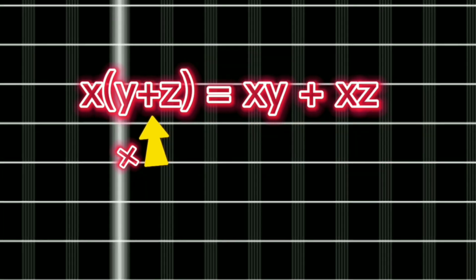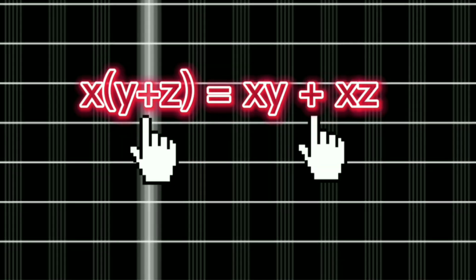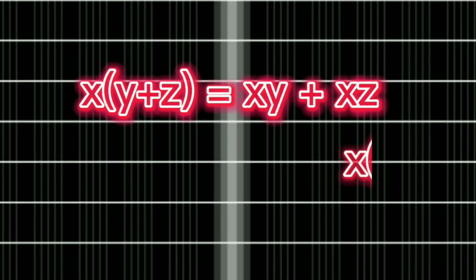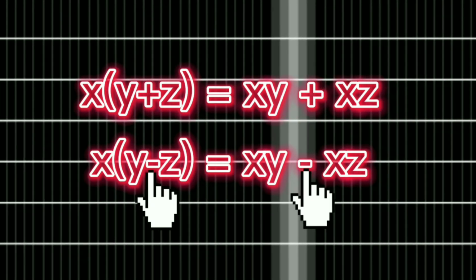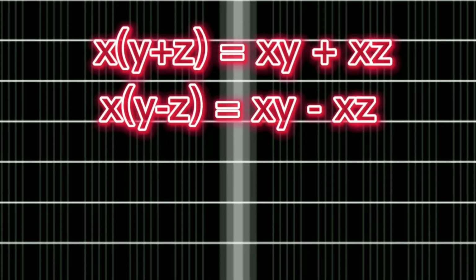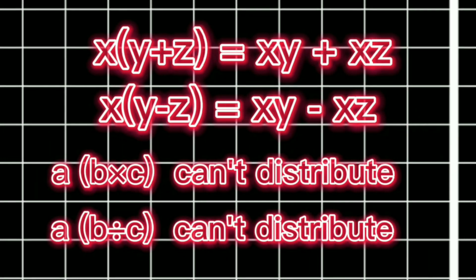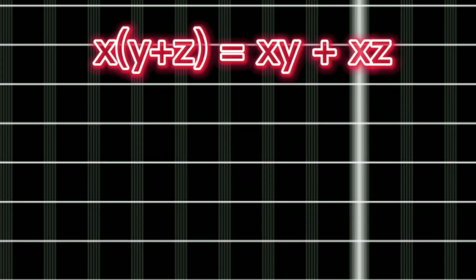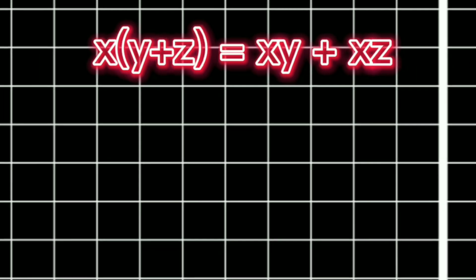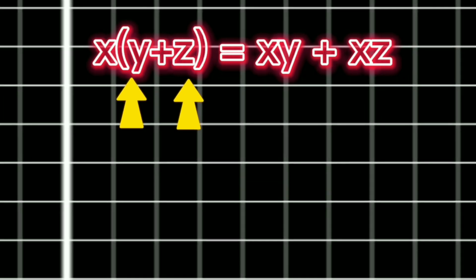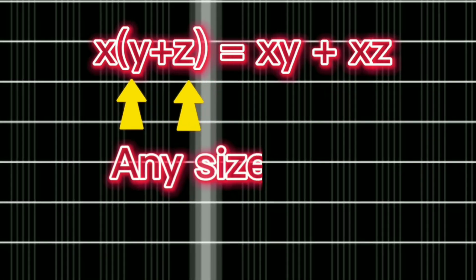And even though this pattern is usually shown with addition in the group, remember that it also works for subtraction, since subtraction is the same as negative addition. The distributive property does not apply to group members that are being multiplied or divided. This is the basic pattern of the distributive property. It's usually just shown with two members in the group, but remember that it works for groups of any size.